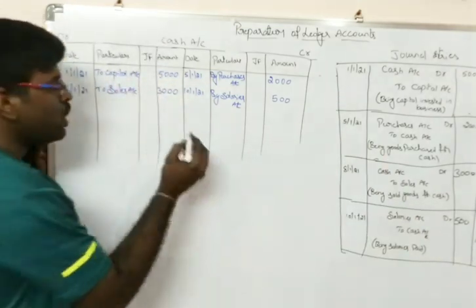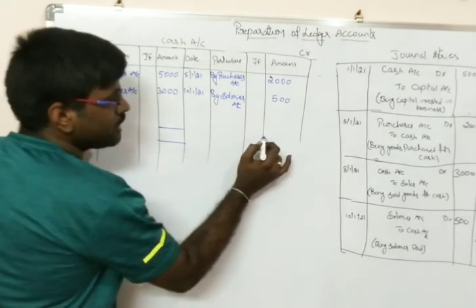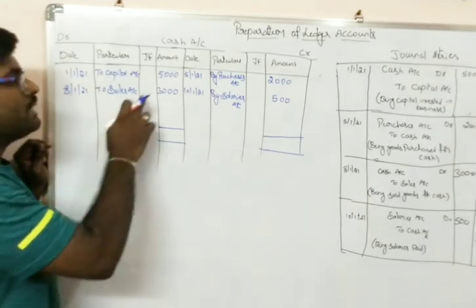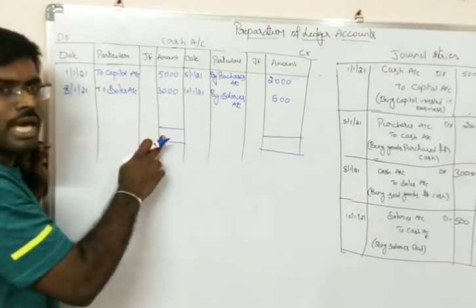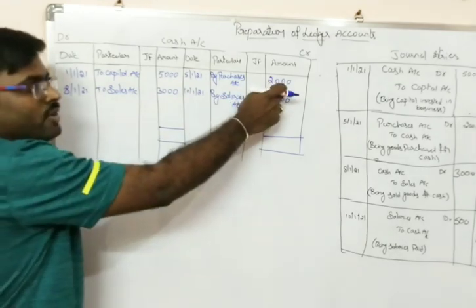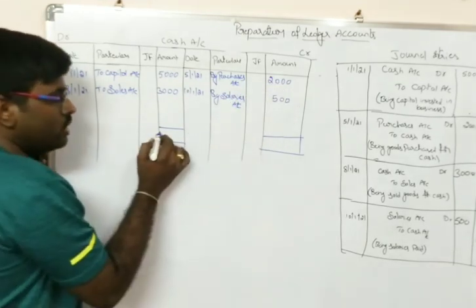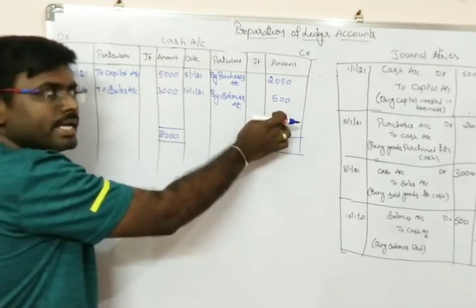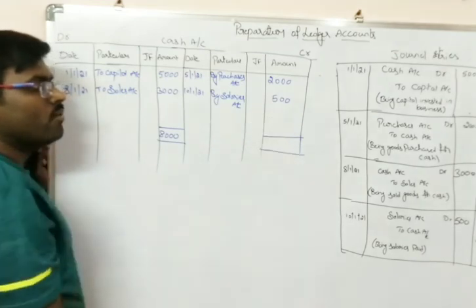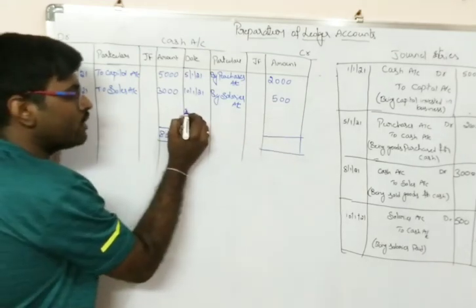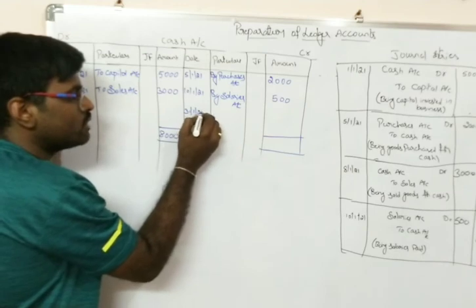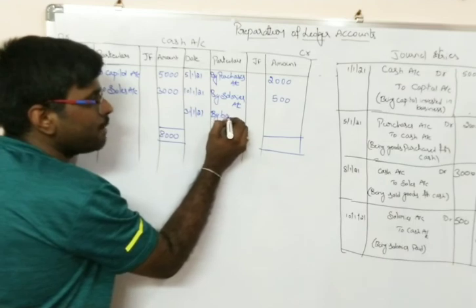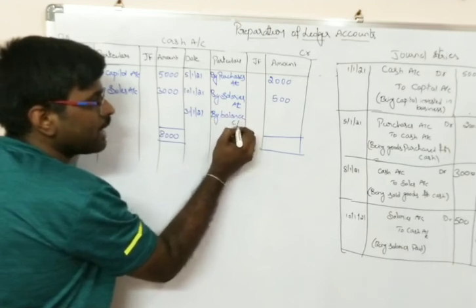The next step is balancing both sides. On the debit side, 5,000 plus 3,000 gives a total of 8,000. But on the credit side we have 2,000 plus 500, which is 2,500. So we have a shortage on the credit side. At the end of the month, 31/1/2021, we write the shortage amount as "By balance carried down".